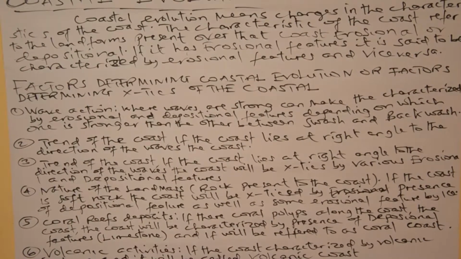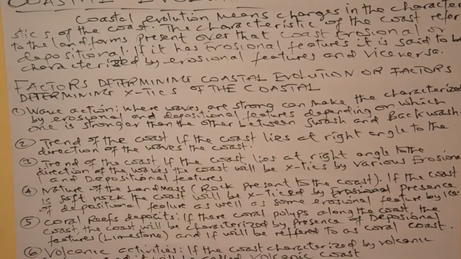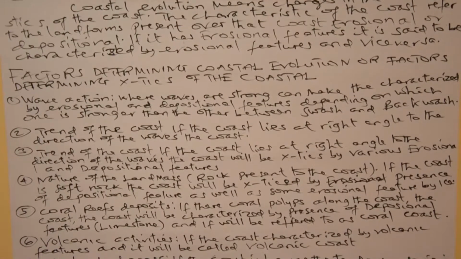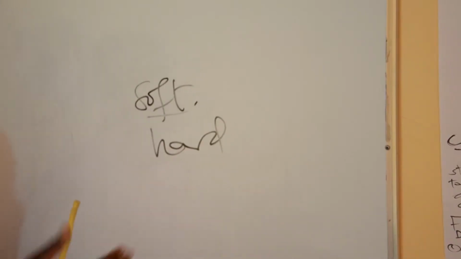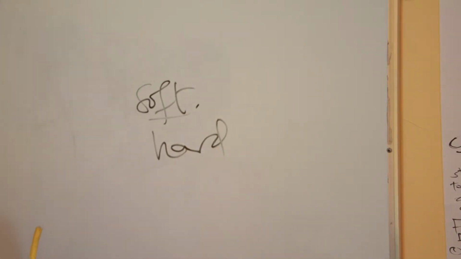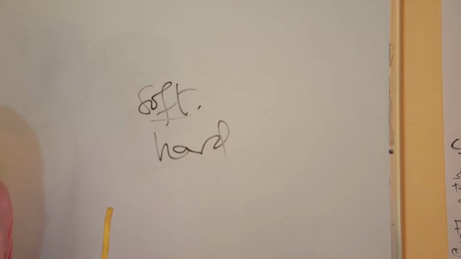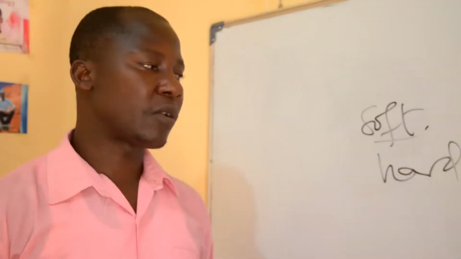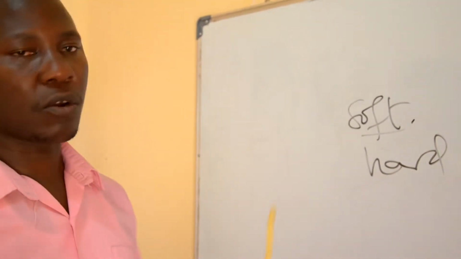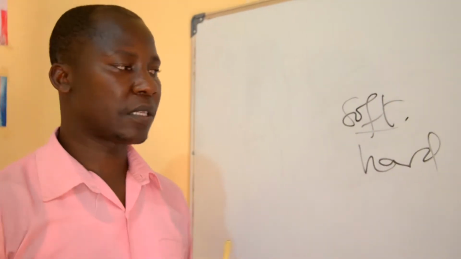Another factor is the nature of the landmass. Here we have to describe the nature of the landmass, either hard or soft. For instance, if the coast is soft rock, it is characterized by more erosional features than deposition, because if the landmass is hard in nature, the erosive process will be impossible. But where the rock is soft, erosive features take place easily.